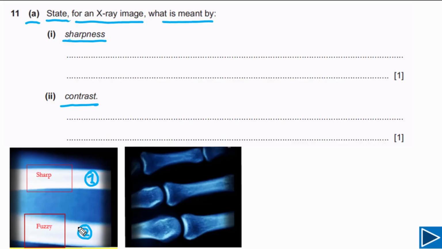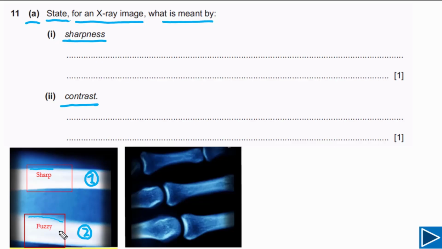Okay, so let me explain to you now. If you look at the first image, we can see where the end of the bone is, meaning the edges of the bones are well defined. So this is called a sharp image. But if you look at the second image, the edges of this bone are not well defined. You don't see where the end of this bone is. So this is not well defined.